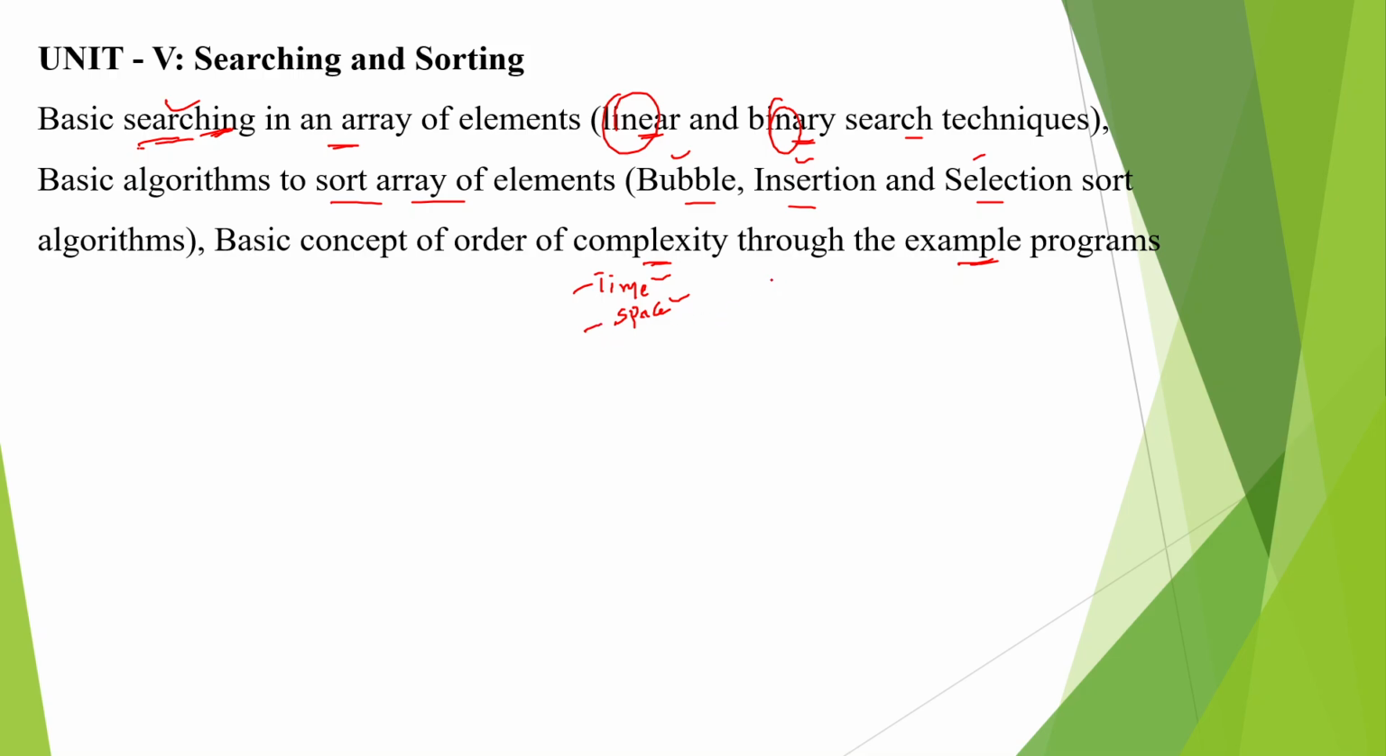Already I told you there are different types of notations to denote time complexity and space complexity. One is the big O notation, we'll call it order of. Then we have theta notation and finally the omega notation. These three types of notations we need to study under this basic concept of order of complexity or performance analysis of algorithms. Hope you understood. So let's get into the topic of searching.